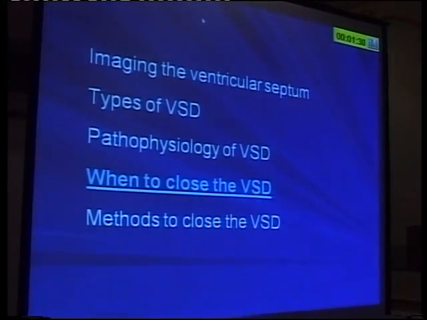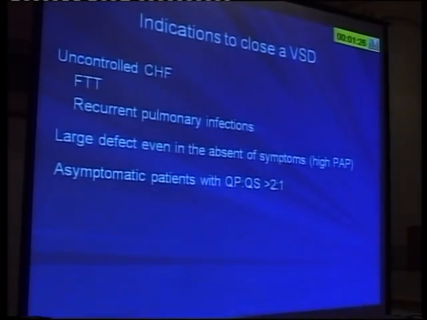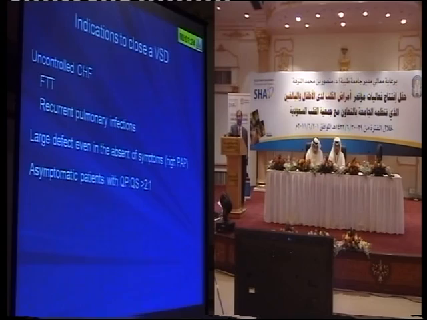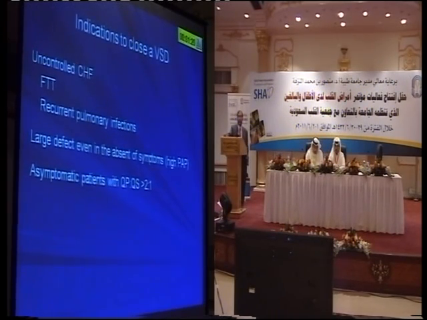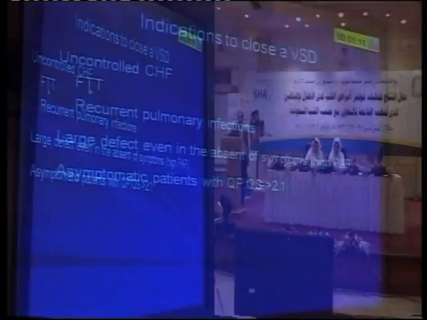So you have to treat the VSD by closing it. Of course, we don't close a small or tiny VSD. But when do we close it? We close it when we are failing to treat this patient. For example, if you have failure to thrive, recurrent pulmonary infection, and the patient is not gaining weight, you have to close this VSD.